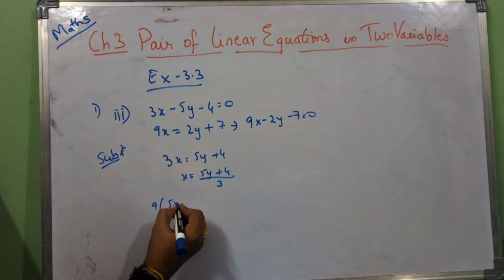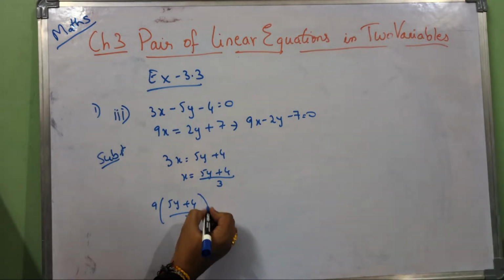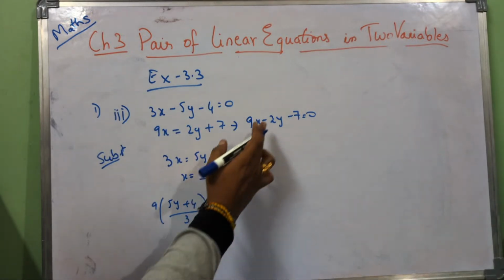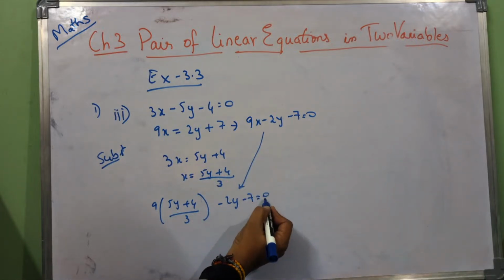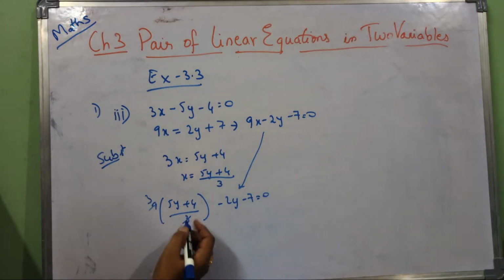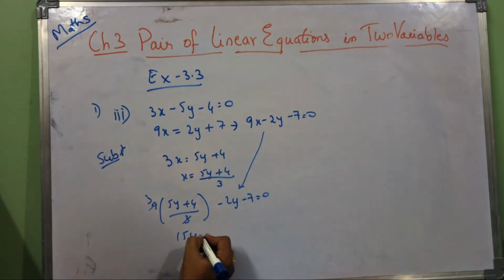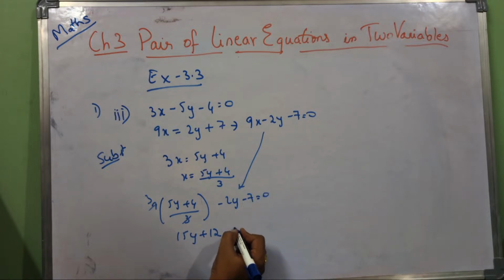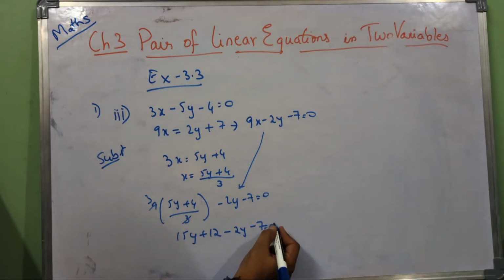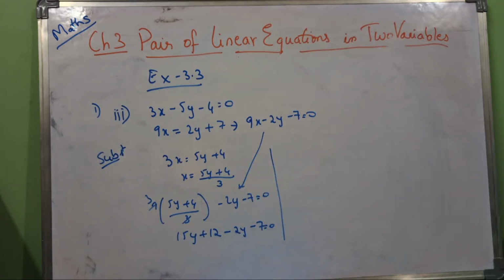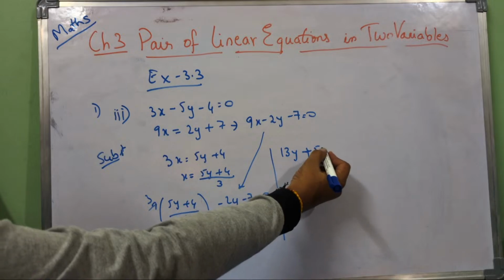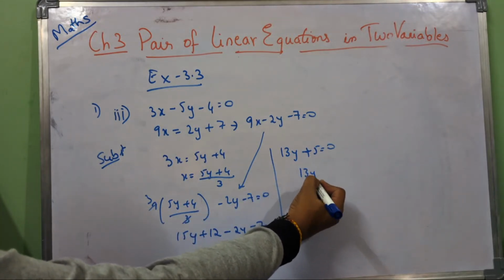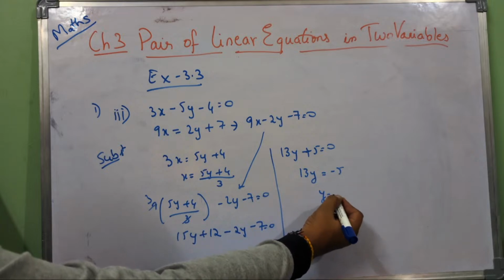9 into (5y plus 4) by 3, minus 2y minus 7 equal to 0. 3 ones are 3, 3 fives are 15, so 15y, 3 fours are 12, so plus 12, minus 2y, minus 7 equal to 0. 15 minus 2 is 13y. 13y plus 12 minus 7 is 5, so plus 5 equal to 0. 13y equal to minus 5, so the y value is minus 5 by 13.